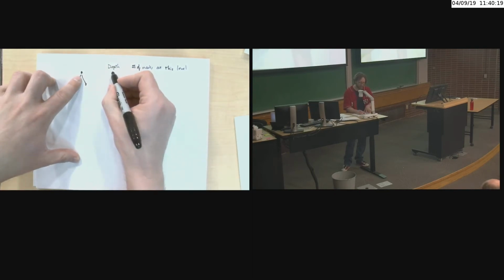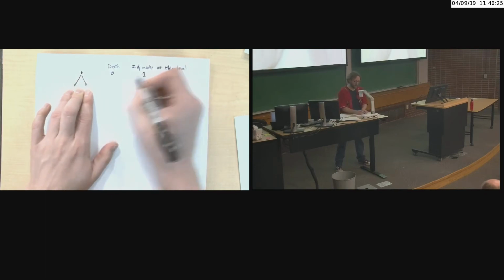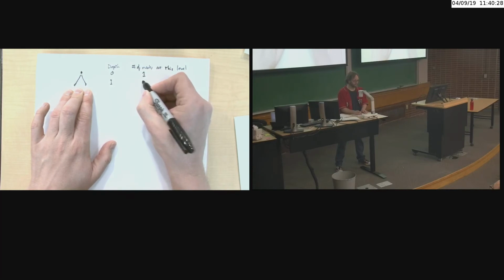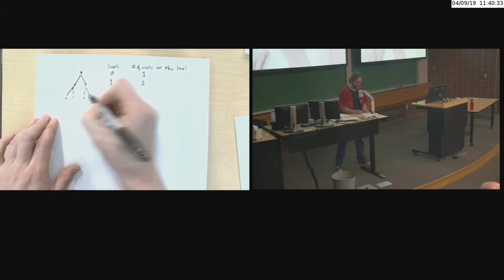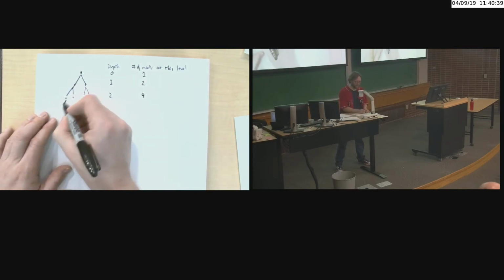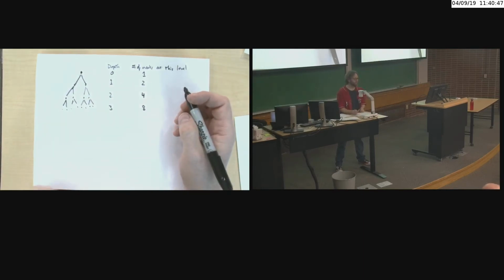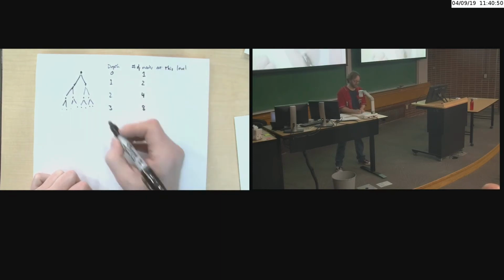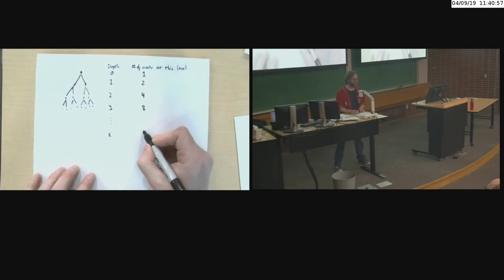So at depth 0, how many nodes are there, just at that depth? 1. At depth 1, how many nodes do you have? 2. If I go one more depth, depth 2, how many nodes do I have there? 4. If I go one more, 1, 2, 3, 4, 5, 6, 7, 8. At depth 3, now there are 8. Do you see a pattern emerging here? 1, 2, 4, 8, dot, dot, dot. If I'm at depth k, how many nodes do I have at that depth? 2 to the k.